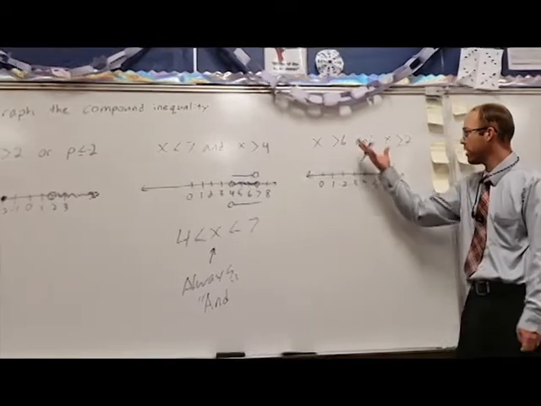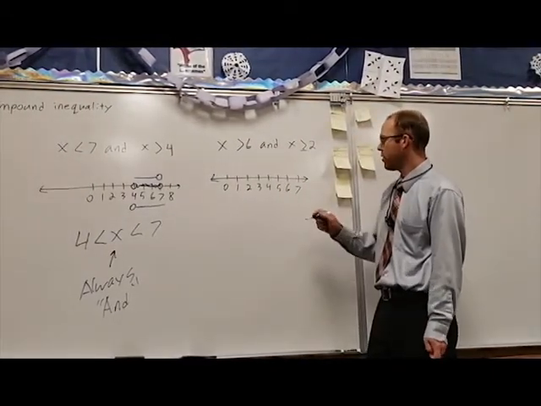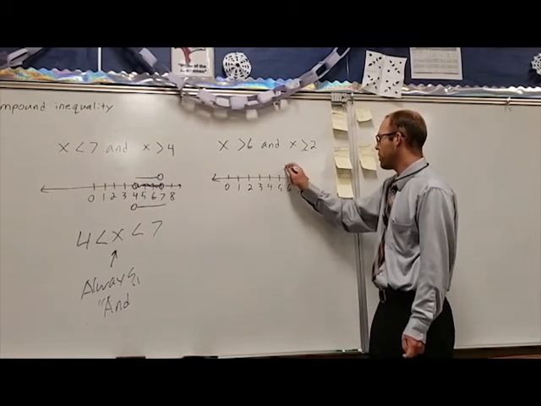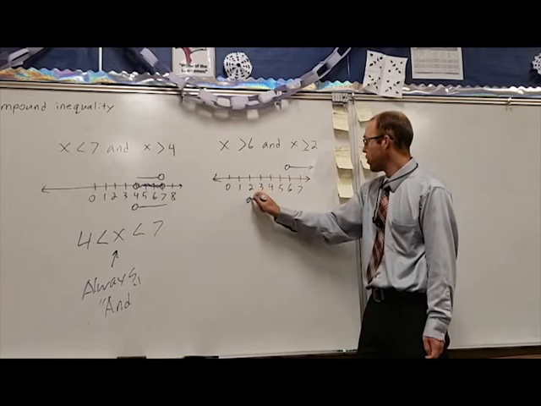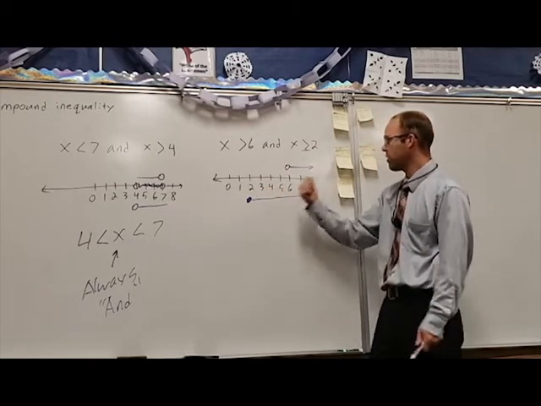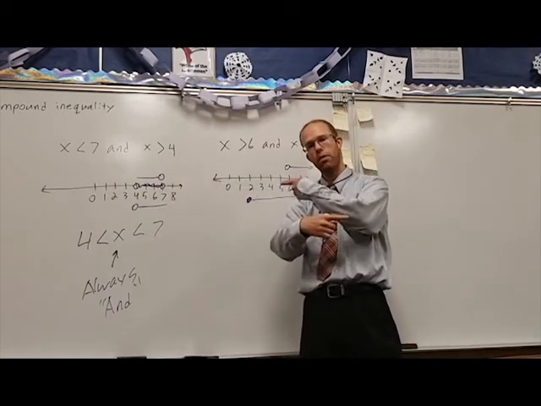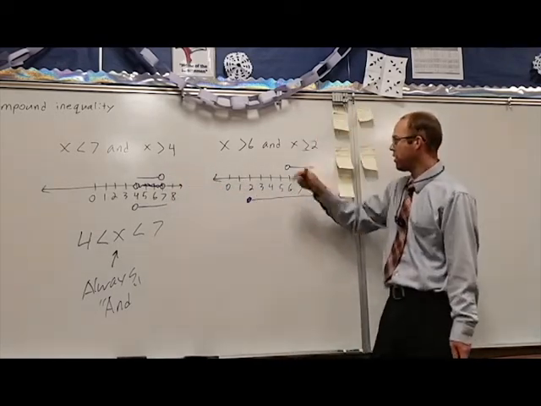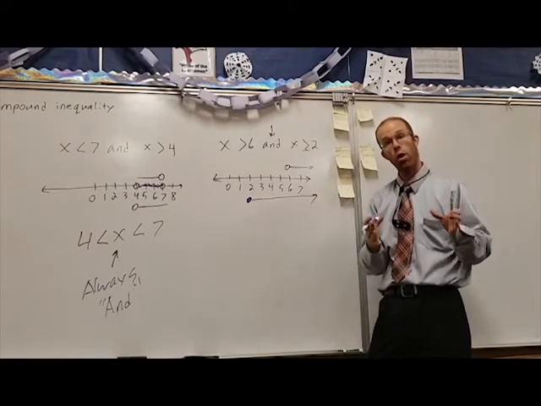Let's take a look at this last one. X is greater than 6 and x is greater than or equal to 2. So here we go. Open circle at 6 going to the right. Closed circle at 2 also going to the right. Now you'll notice these are going the same direction as opposed to the last example where they went opposite directions. But we still take a look at the word and. We're going to keep where they both work.